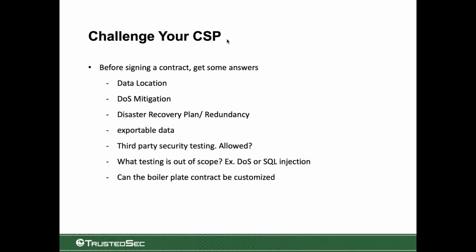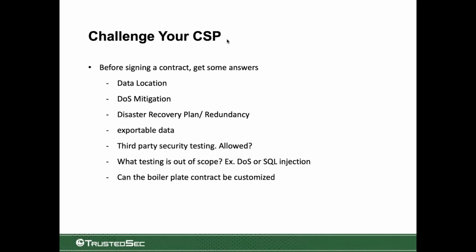The next big thing for me is exportable data. I have seen people get completely locked into certain cloud service providers because their data is formatted in a way that only works with one single cloud service provider. So they basically hold your data hostage because you can't export it and move to another cloud service provider if you're unhappy with them. So that's a really big thing that I tell people to ask about.